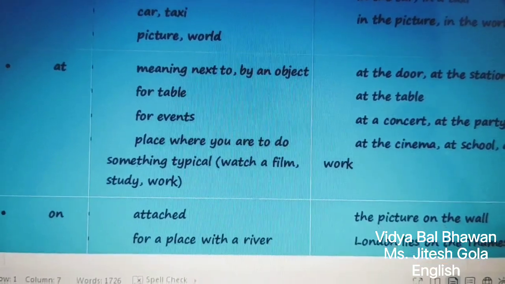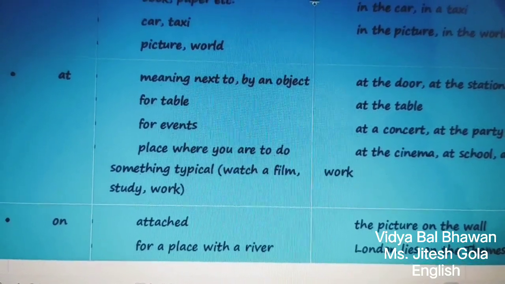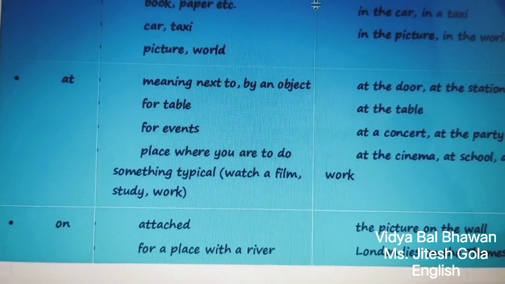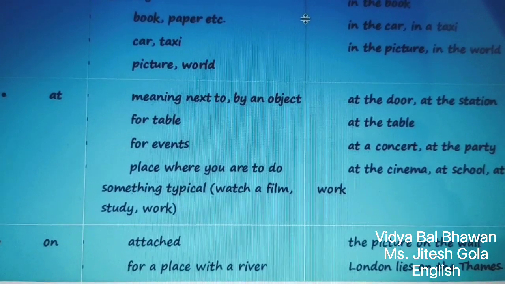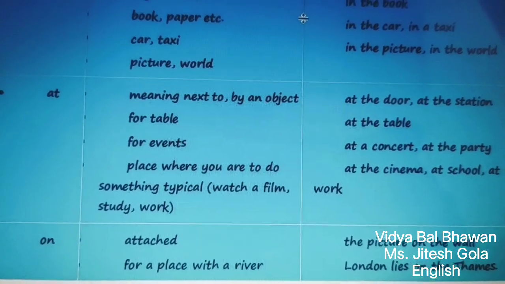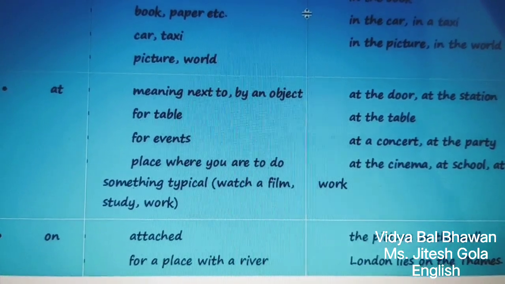So these examples you can use in your sentences, and you have to write it down. So quickly write down a sentence using at. Fast, each and everyone has to write it down.